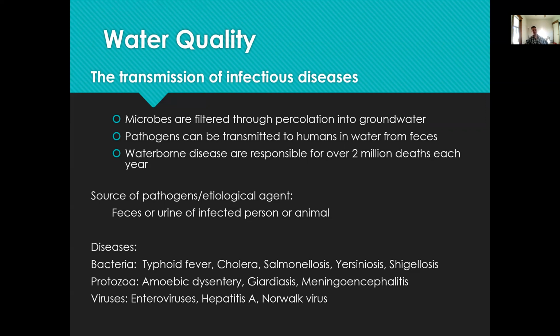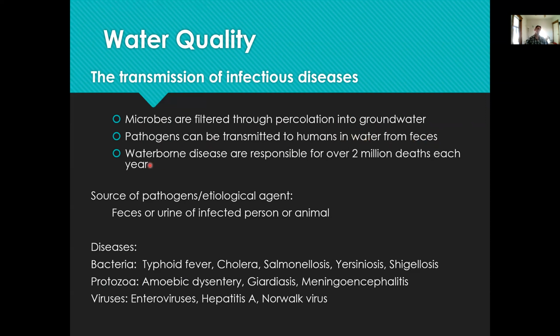So firstly, what I want you guys to realize at the start is that microbes can be filtered when they percolate into groundwater. Once water starts moving into the ground, it starts becoming more purified, because the impurities start to get filtered out of the water. But that being said, pathogens can still be transmitted to humans, especially from fecal matter that is in water.